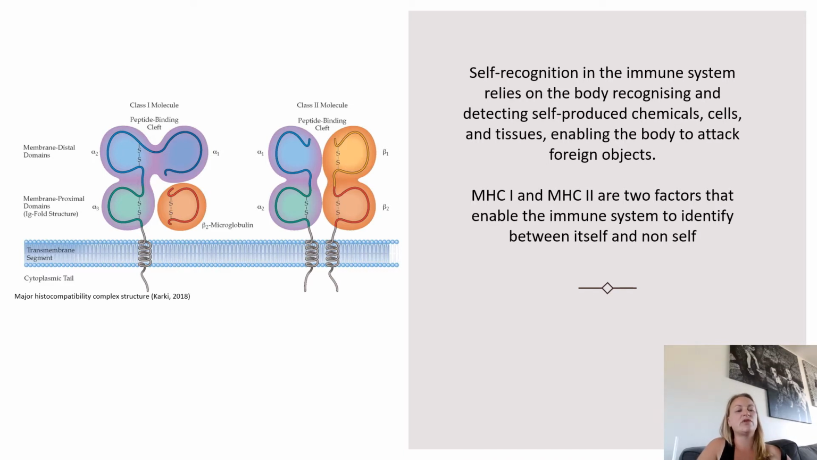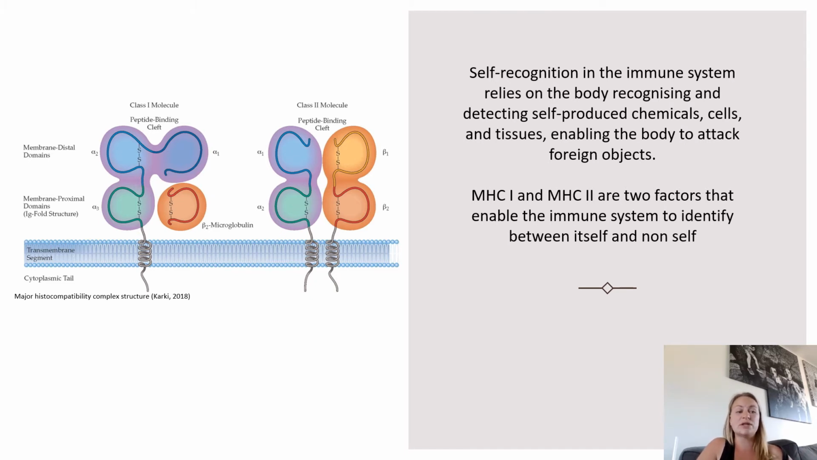Self-recognition in the immune system relies on the body recognizing and detecting cell-produced chemicals, cells and tissues, enabling the body to attack foreign objects. Major histocompatibility complexes 1 and 2 are 2 factors that enable the immune system to distinguish between self and non-self, along with the human leukocyte antigen gene complexes.